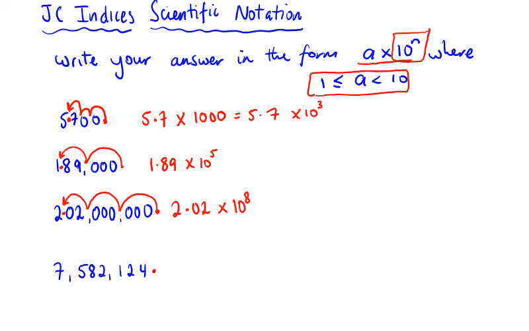Now here, my decimal's at the end. I need to put it between 7 and 5 to give me a number between 1 and 10. I'm going in 3. I'm going in 6 this time. 7 point. Now we don't have to write out the whole number. We'll write the 2 decimal places this time. You could be asked to write the 1 or 2 significant figures or a version of. So 7.58 by 10 to the power of 6.